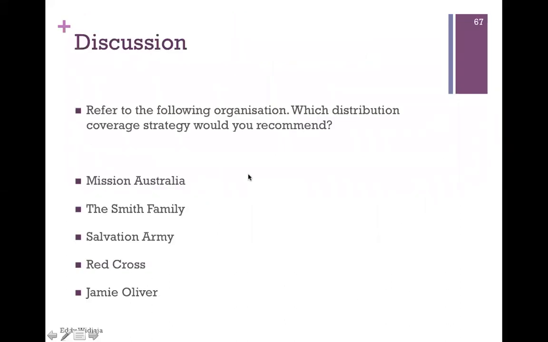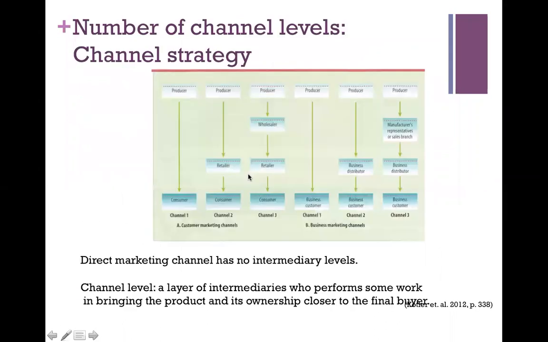The next one is about channel strategy. Channel strategy is the decision on how many layers, how many marketing intermediary levels, we want to adopt. Broadly speaking, there are two strategies. The first one is the direct marketing channel, where we adopt no marketing intermediary level. If you look at this diagram, it shows us that the manufacturer, the producer, contacts the consumers directly. So this is the direct marketing channel strategy.